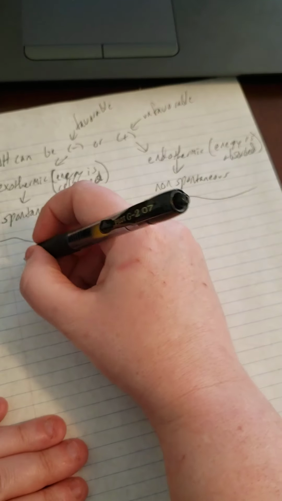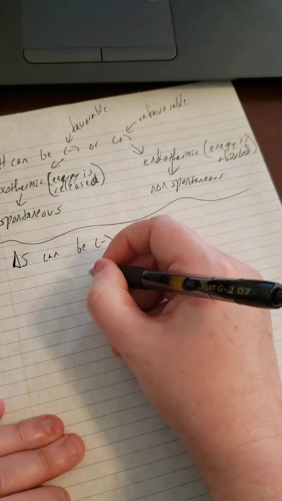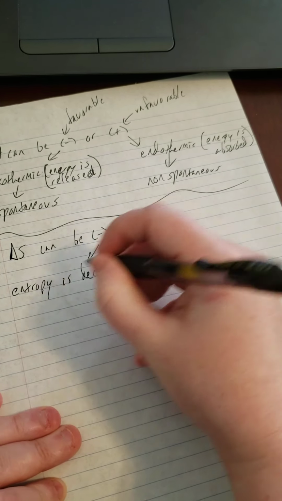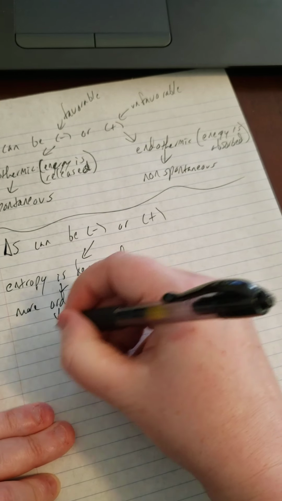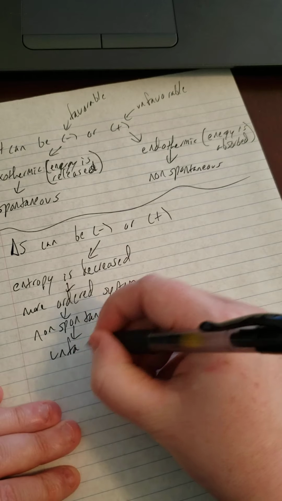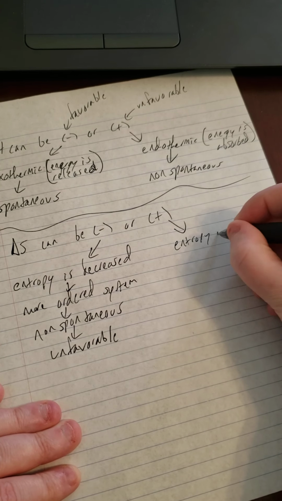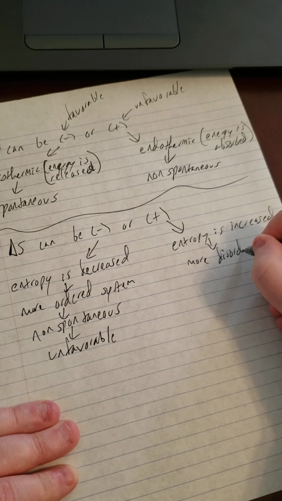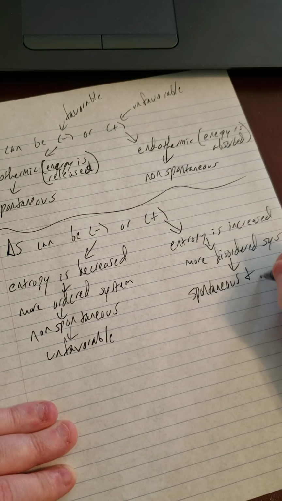All right, what about delta S? Delta S can be negative or positive, right? When delta S is negative, this means entropy is decreased, which means it's a more ordered system. So this would be non-spontaneous. And another way to say this would be unfavorable. All right? Whereas positive means entropy is increased, which means it's a more disordered system, which means it's spontaneous and favorable.